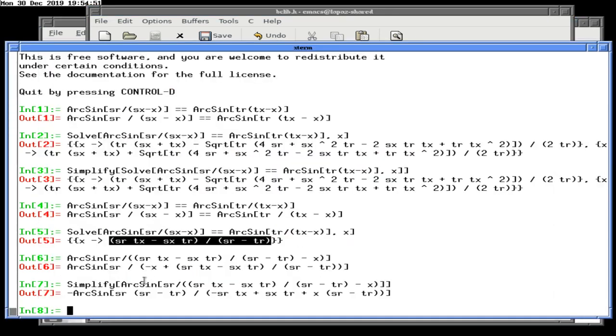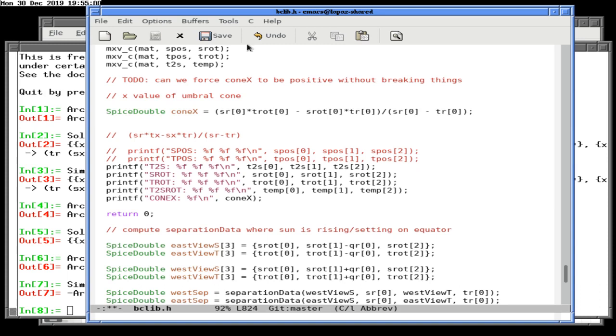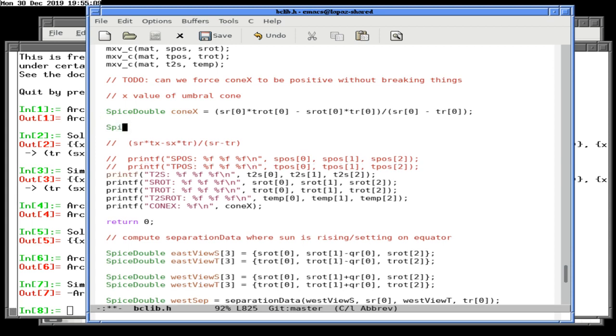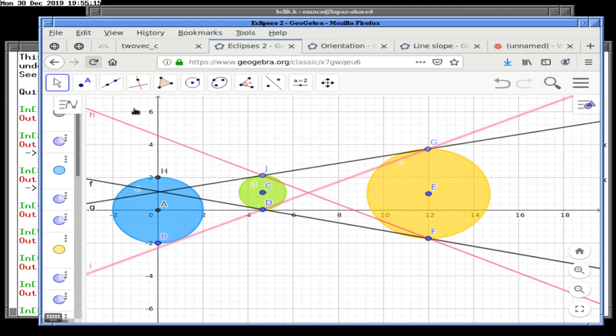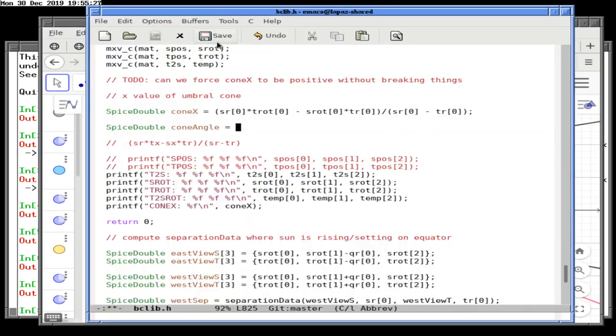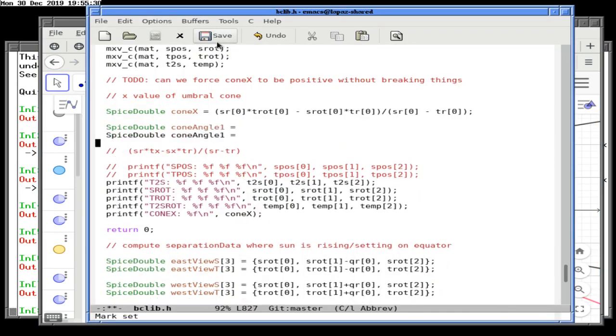We know the two arc sines are equal to this. Hang on. Let's see, SR, TR. So the cone angle, this is actually half the cone angle, but we're going to call it the cone angle. And the cone angle is going to be determined by, from wherever this is, the arcsine of this over this distance. And it should also be the arcsine of this over this distance, and we're going to compute it both ways. But if it's not the same, we've done something horribly wrong. So in the final version, we're only going to compute it once. But here, we can compute it twice.